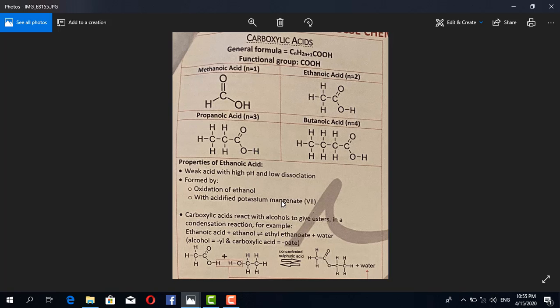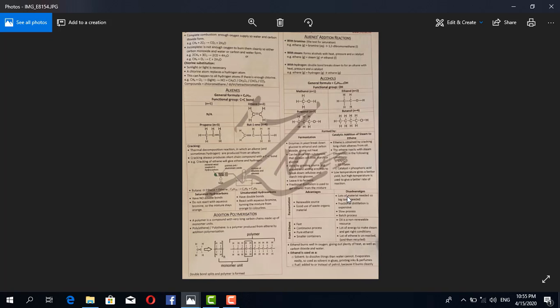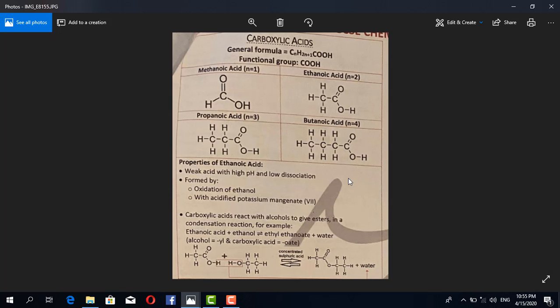So when you want to form an ester, you take carboxylic acids to react with alcohols in a condensation reaction. For example, we've got ethanoic acid and ethanol. This is the sign of a reversible reaction. It gives ethyl ethanoate and water.